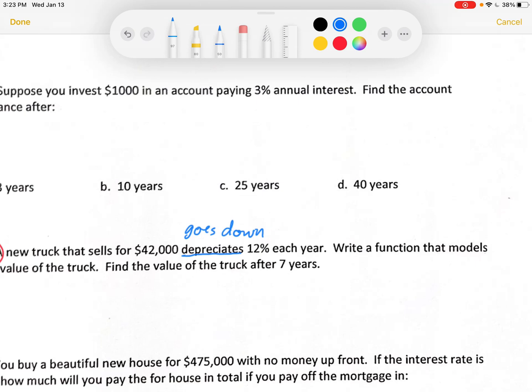So what is our interest rate in this case? Since it's going down, we lose 12% each year. So we have a negative interest rate because the price is going down. So we can turn that into a decimal. That'd be 12 over 100, which would be 0.12. And we can plug that in for our interest rate. Make sure it's negative. So that would be 42,000 times (1 minus 0.12) to the 7 years. From there, you can simply type it into a calculator to get your answer. As always, let me know if you have additional questions.